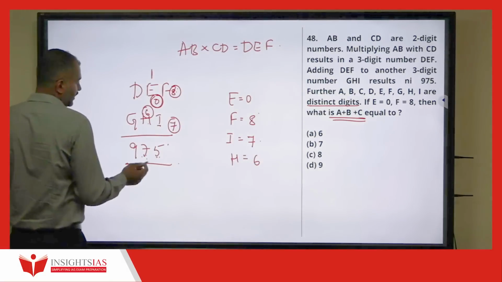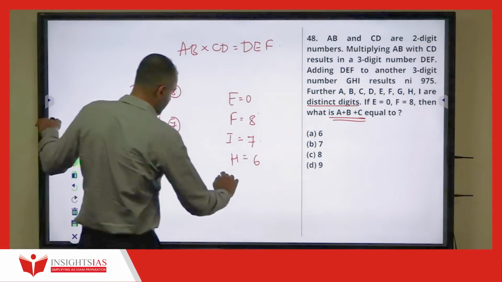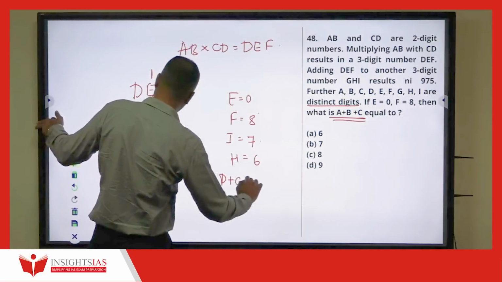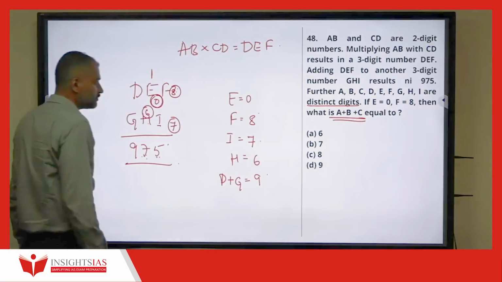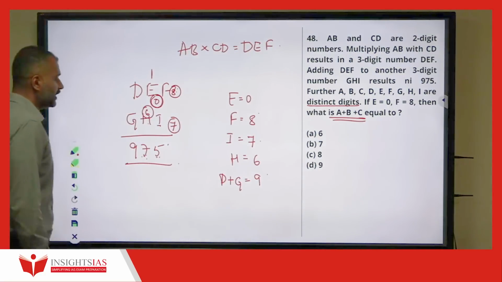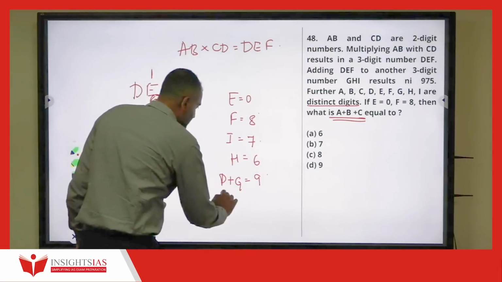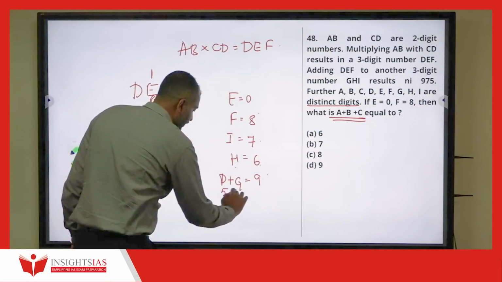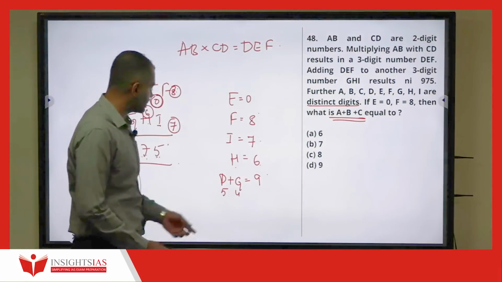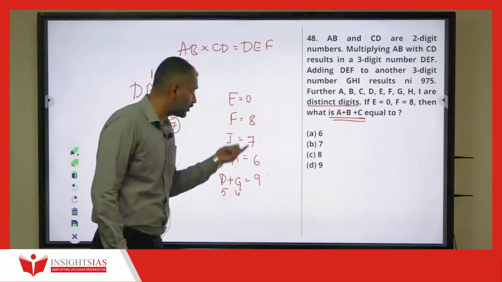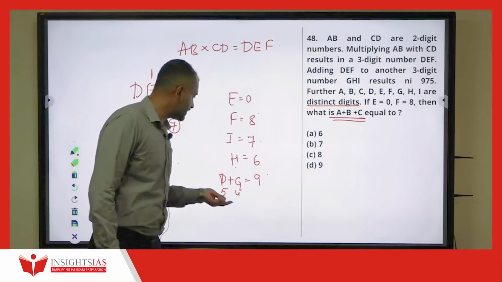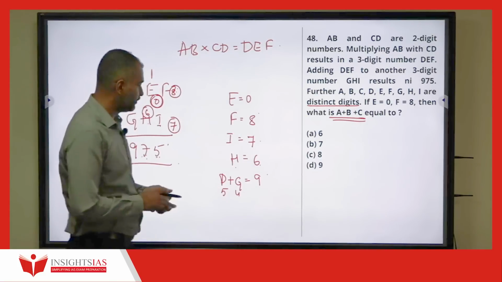Okay, 7. Here D and G sum. Okay, D plus G is equal to 9. D and G being 9 means it can't be 6 here because the H value is 6. So this has to be 5 and 4 or 4 and 5. This is the only possibility because 7 and 2 is not possible, 8 and 1 is not possible because F is 8, I is 7, H is 6. So 5 and 4 or 4 and 5, this has to be.